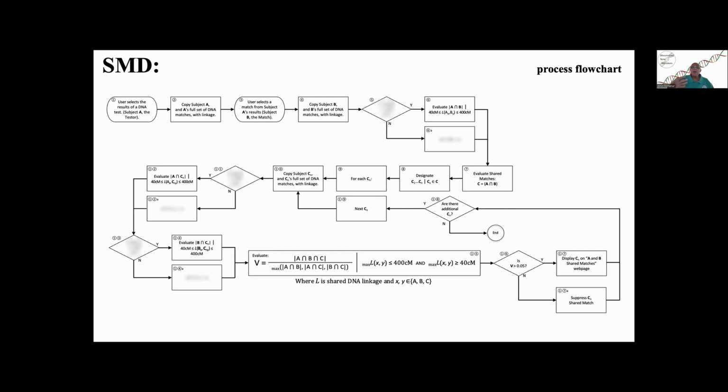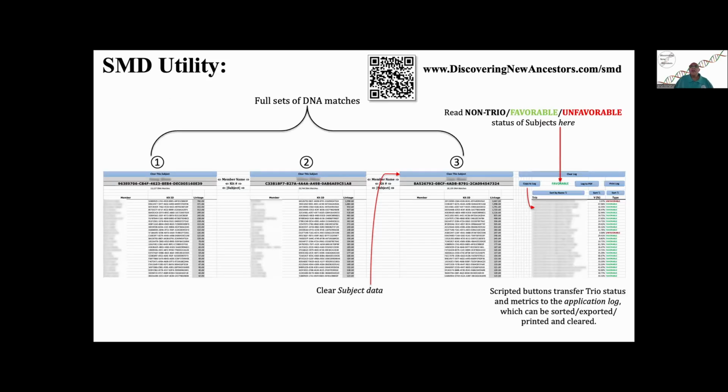But let's say you don't run a commercial DNA testing provider. What then? And the answer is you can use what I call the SMD utility. If you're able to download the full sets of DNA matches for 3 individuals, you can use this utility to perform all the necessary calculations to tell you whether the individuals form a favorable trio or an unfavorable trio. And since in fact you could paste in the matches of 3 random individuals, the utility will also tell you if the individuals form no trio of any sort whatsoever.